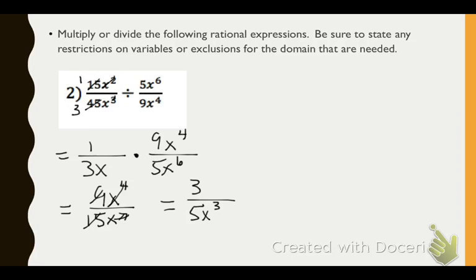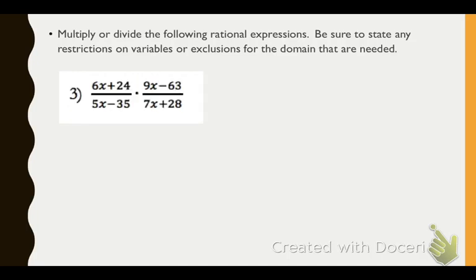So our final answer will be 3 over 5x cubed, and then we will need to exclude 0, because if we plug that in, we'll get 0 in our denominator. Let's continue multiplying and dividing and look at number 3.